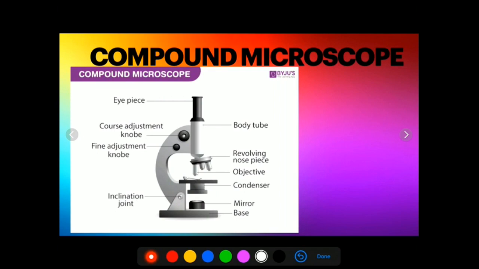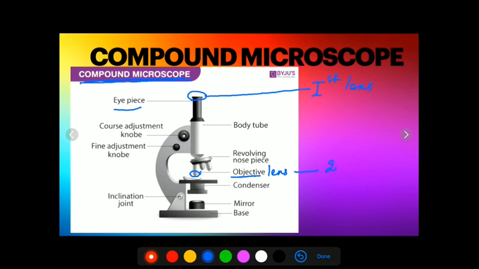Compound means more than one. So what is more than one here? This part contains a lens that is called the eyepiece lens. So this is the first lens. Then another lens which is present is here. This is the objective lens. So this is lens number two. So it has two lenses, eyepiece lens and objective lens. So we call it a compound microscope.